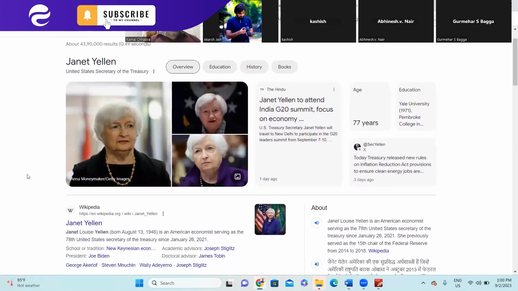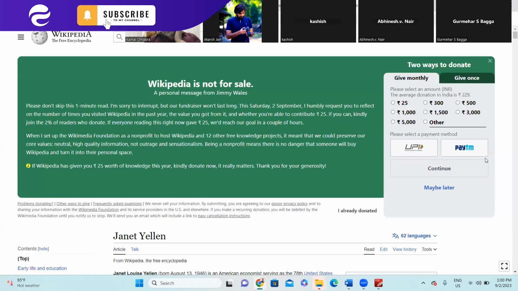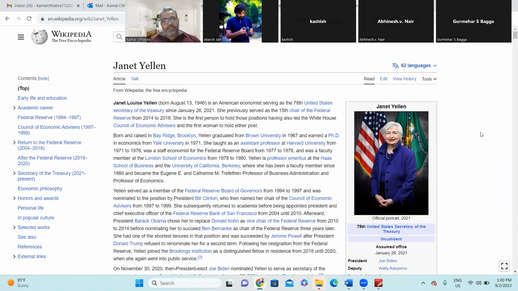So Janet Yellen is the finance minister in the Biden administration, right? She will be taking care of all the treasury part of the entire United States of America, right? So what all things might she be keeping in mind when she is making the budget for the entire nation? That kind of holistic view we need to have to understand the overall governmental accounting.